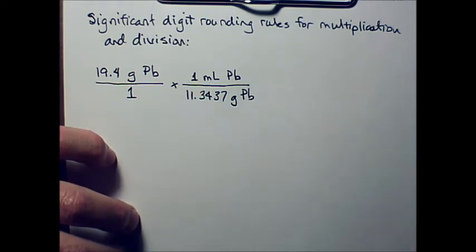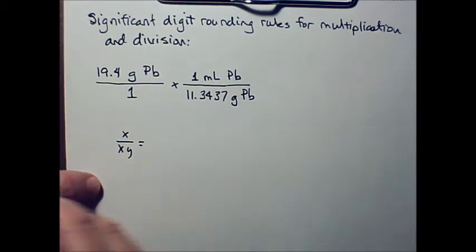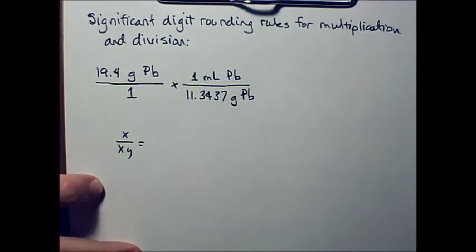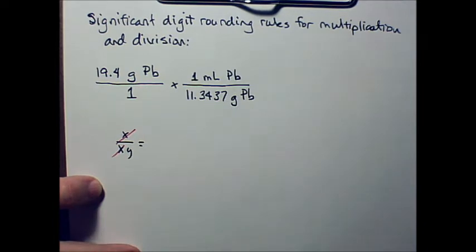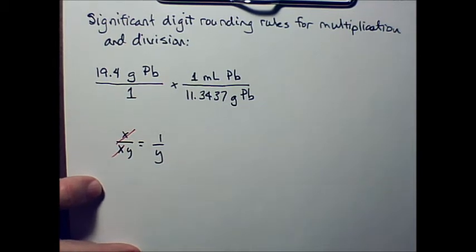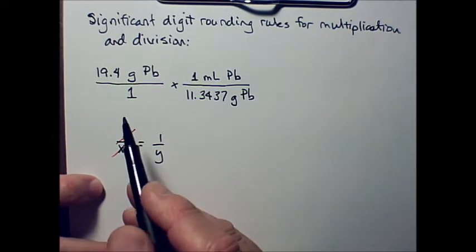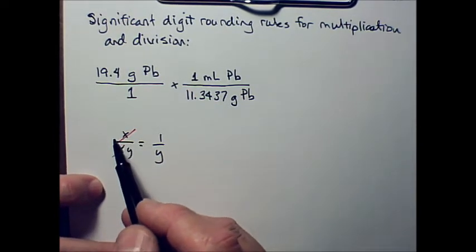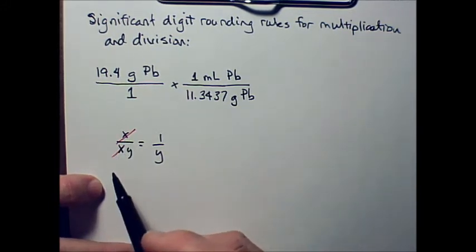If I had an algebra problem where I had an x on the top and an xy on the bottom, I bet you guys could tell me right now what the answer is. No? Y'all can't tell me that? Okay. Well, you can cancel out the x's. And so the answer is 1 over y. I guess y'all haven't gotten to that in algebra yet, or maybe you've forgotten it. But whenever you have the same thing on the top as on the bottom, you can cancel those things that are alike if you're doing multiplication on the top and bottom.